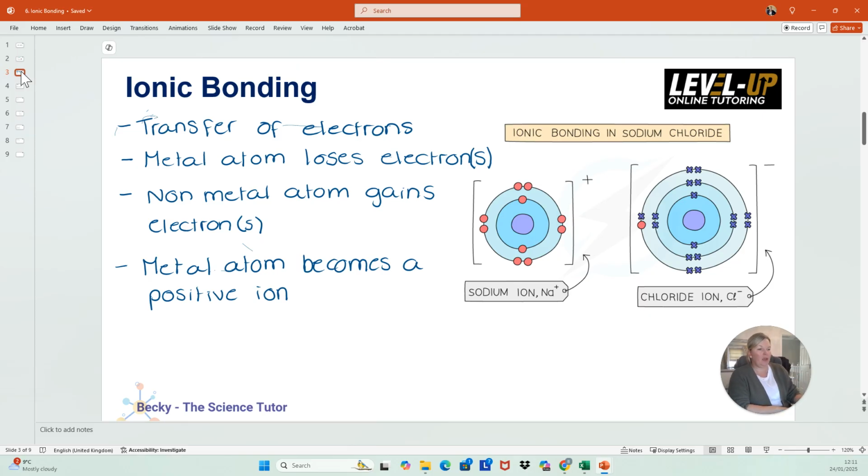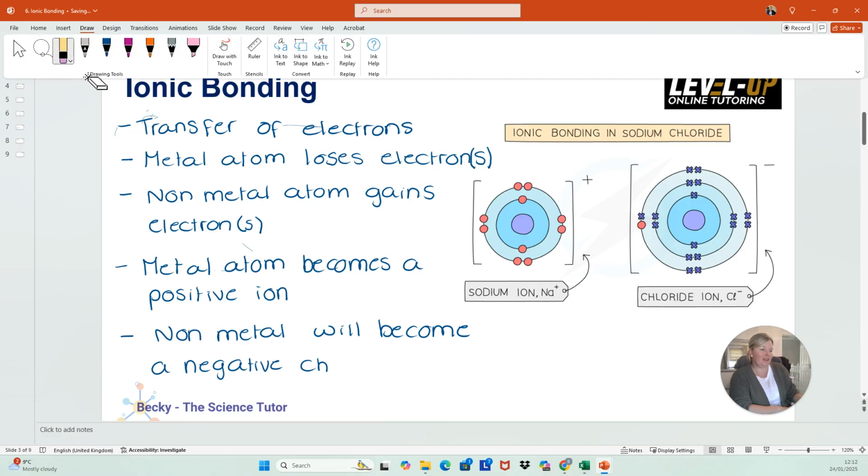Okay? And so on the opposite of that, our non-metal will become a negative ion. And that becomes negative because it's now gained an electron. It's now got more negative electrons than it has positive protons, and therefore overall it has a negative charge. Oops, I was going to write charge because that's what I was saying. The word I actually want is ion.